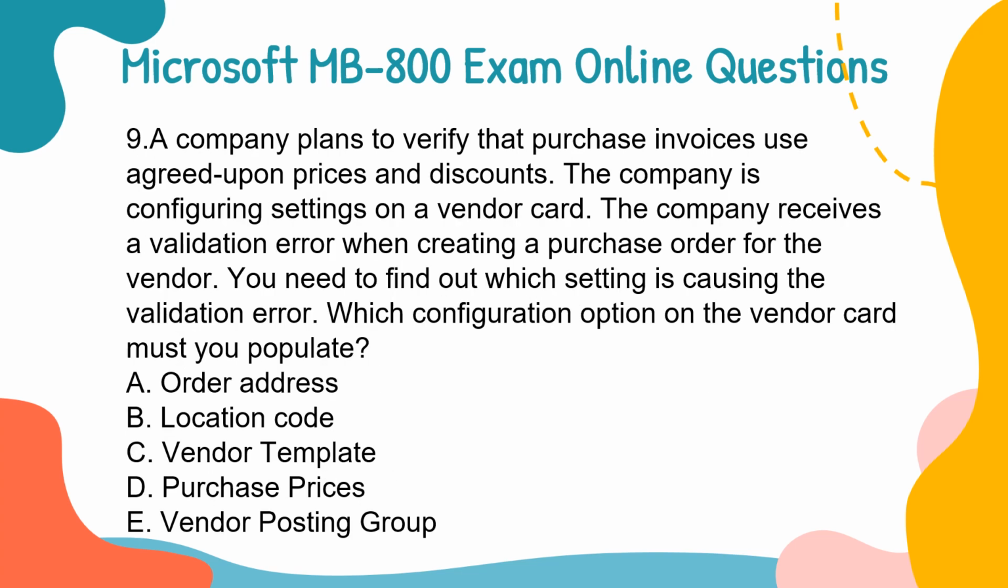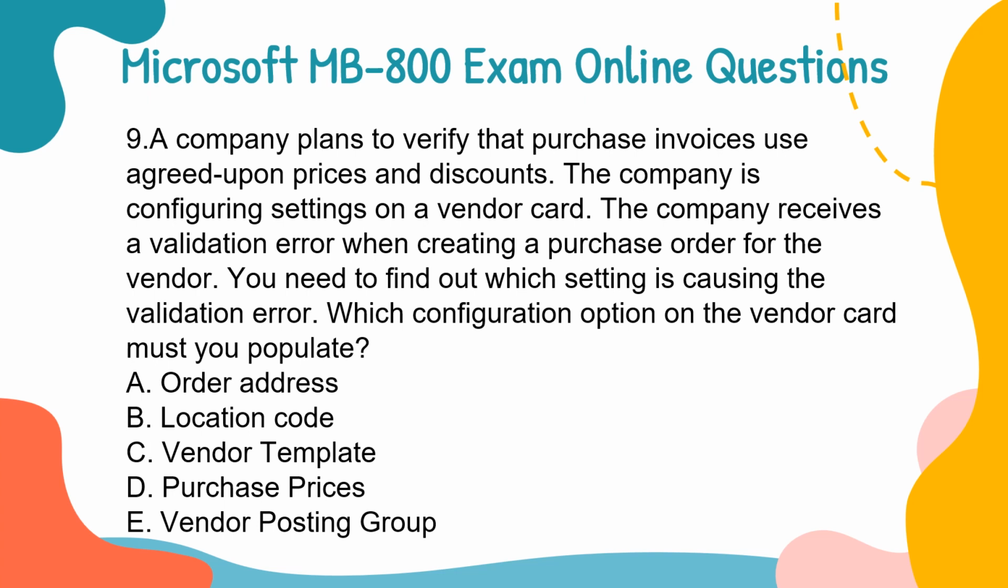9. A company plans to verify that purchase invoices use agreed upon prices and discounts. The company is configuring settings on a vendor card. The company receives a validation error when creating a purchase order for the vendor. You need to find out which setting is causing the validation error. Which configuration option on the vendor card must you populate?